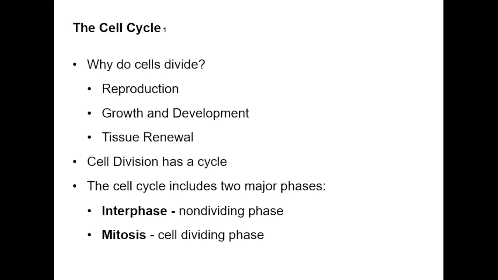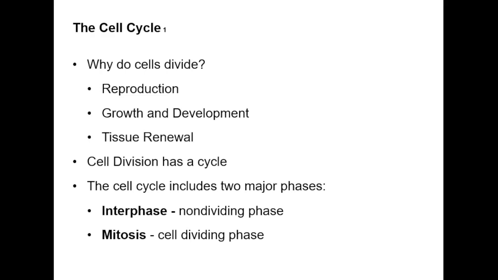So why do cells need to divide? Why do cells need to produce other cells? Well, number one, in order for reproduction to happen. A baby grows into a kid, into a teenager, and a teenager into an adult because of the reproduction of cells. Second, it's important for growth and development. And lastly, for tissue renewal, or when we become injured or when we have a wound, of course, in order for the body to repair, it needs to produce new cells.